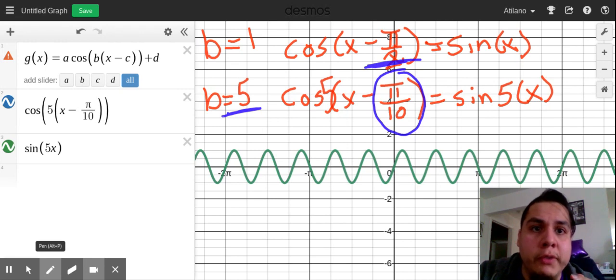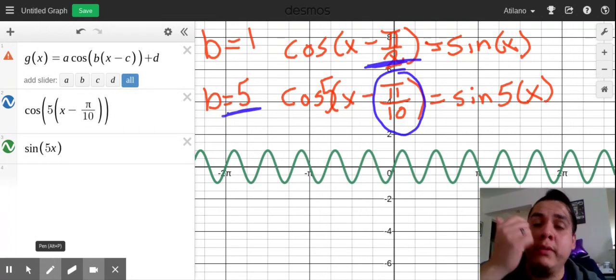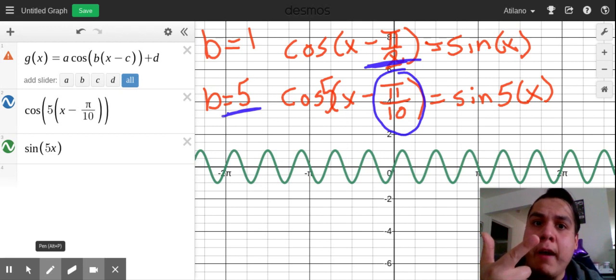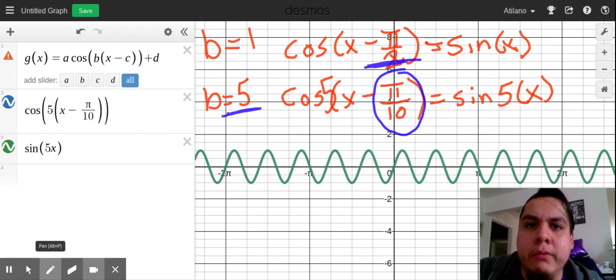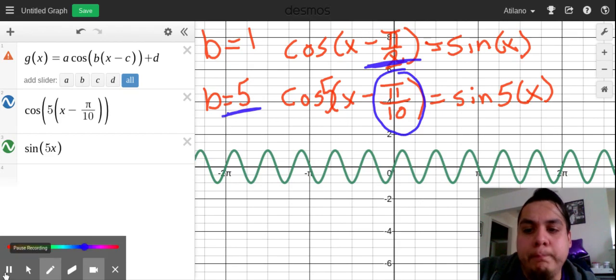And I'll post the next video kind of showing you how to do a little bit of work with some of this to identify the amplitude, the b value, so the horizontal compression or stretch, the phase shift, and the midline change. Good luck.